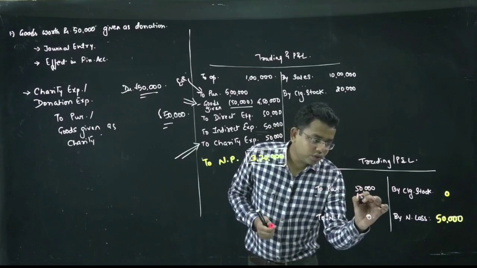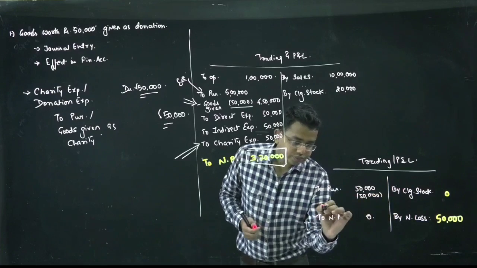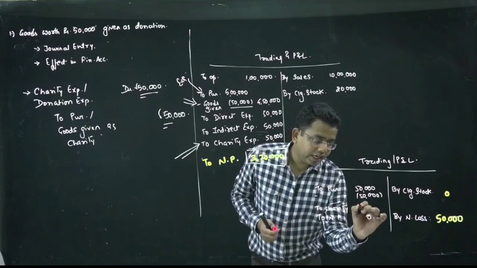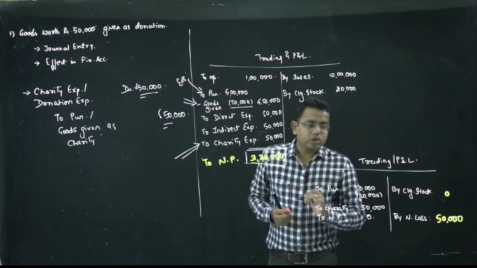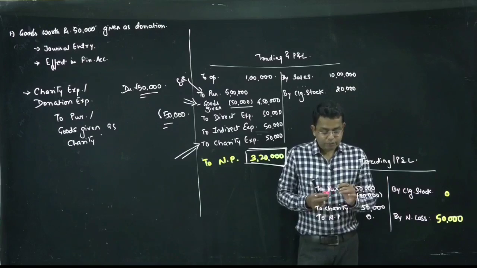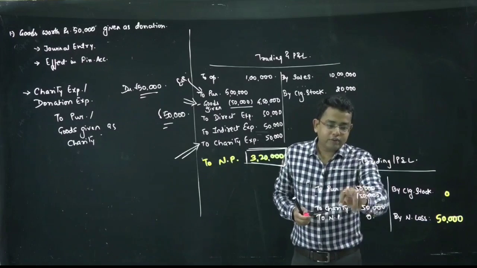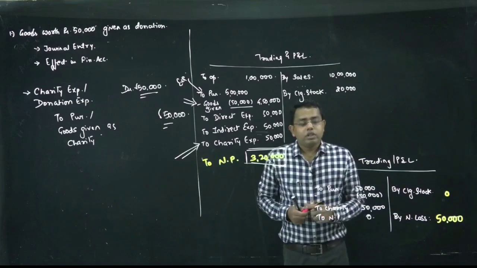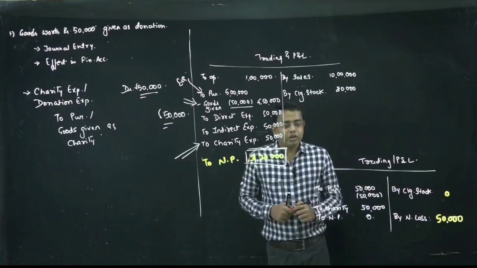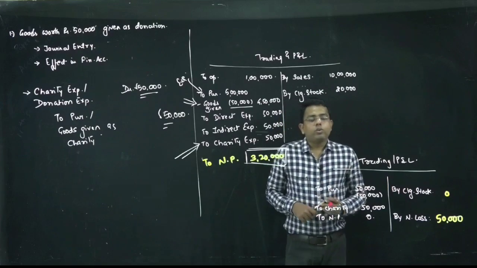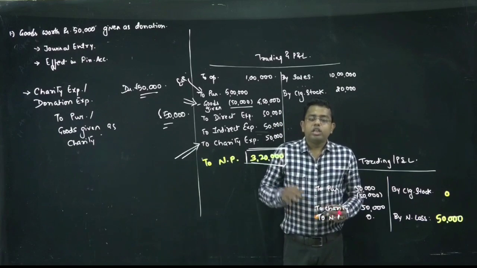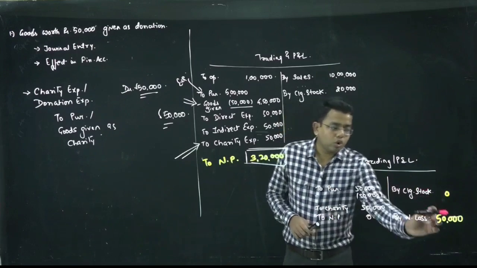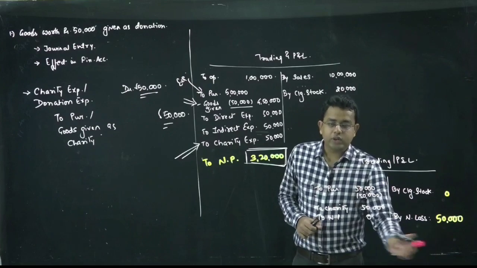What we are doing is reducing this 50,000 from purchase and moving it to charity expense, showing it separately as 50,000. And what is then the impact? 50 minus 50, 0. An expense of 50,000, an income of 0. So a net loss of 50,000. Yes, friends, when I am giving something as charity, there is surely and surely a loss of 50,000.